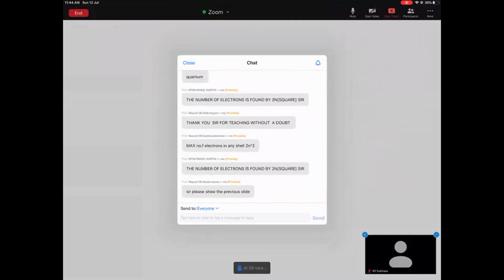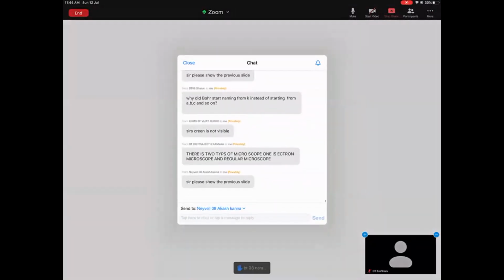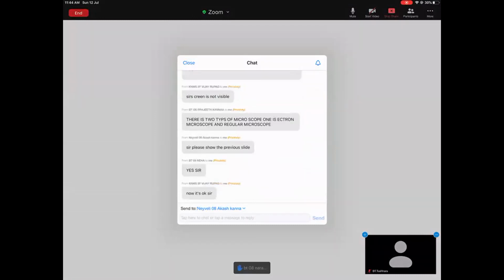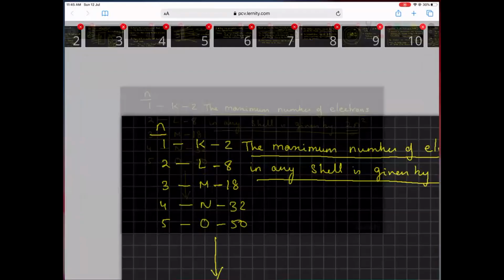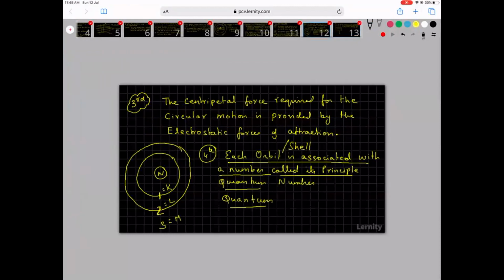Number of electrons found is 2n square rule. Okay, I will show you. So there are two types of microscope. One is electron microscope. Yes. Okay, let's move on. So this is the last one. You want the previous one?